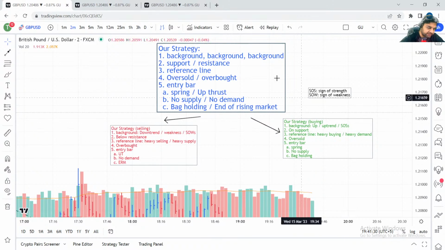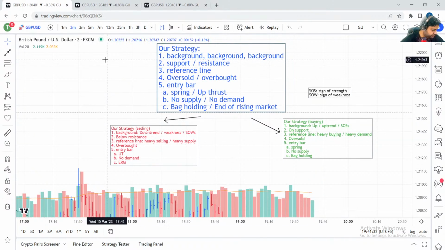So guys, this is our strategy in short. If you just follow these steps, I've just given you these steps, and you will be doing fine. This is the entry strategy.